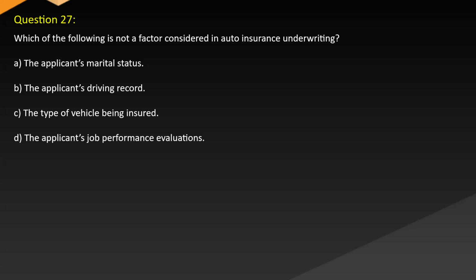Question 27. Which of the following is not a factor considered in auto insurance underwriting? A. The applicant's marital status. B. The applicant's driving record. C. The type of vehicle being insured. D. The applicant's job performance evaluations.